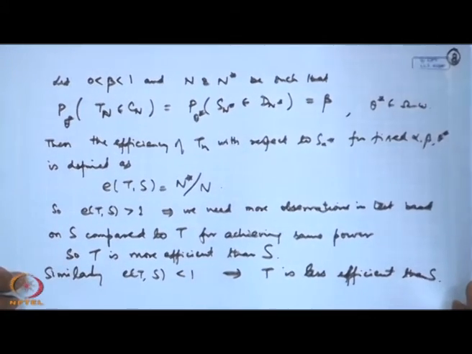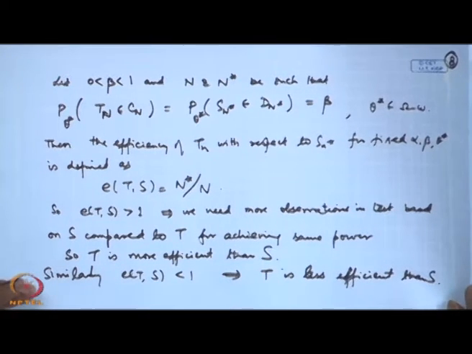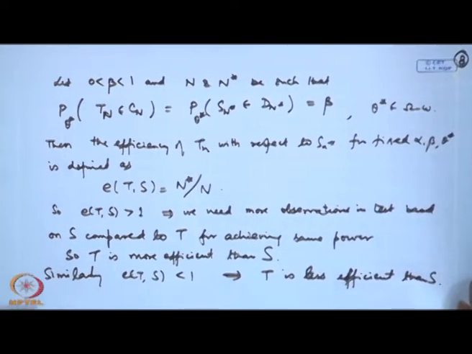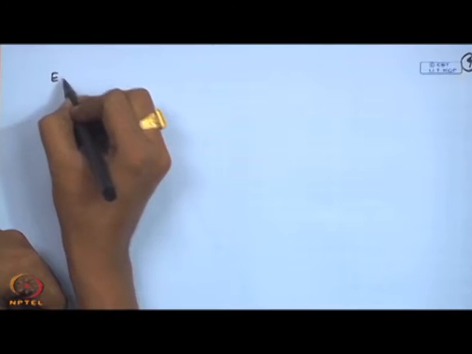But of course this definition has limited usage, because we have fixed alpha, beta and theta star here. If we change the theta star and the underlying distribution changes, then for different underlying distributions this may be quite complicated to adopt. But anyway, this is a definition. Let me consider an example here.